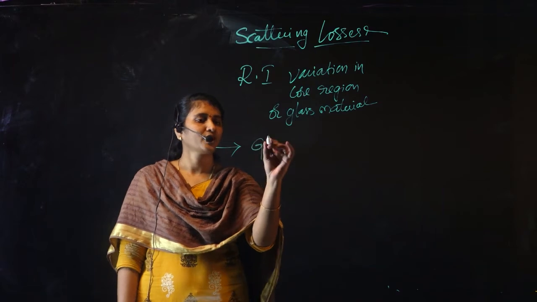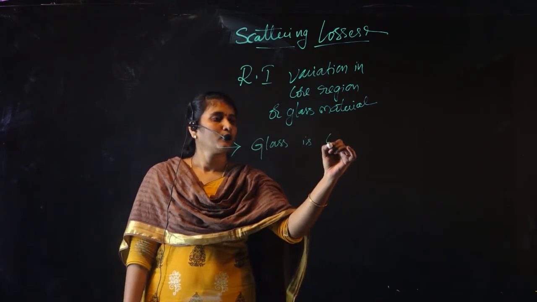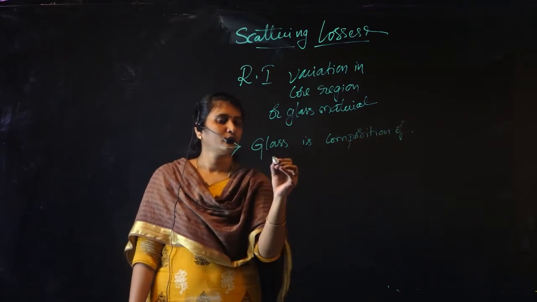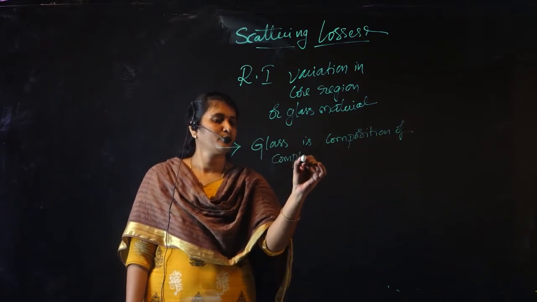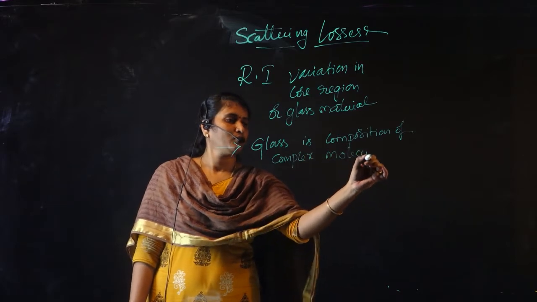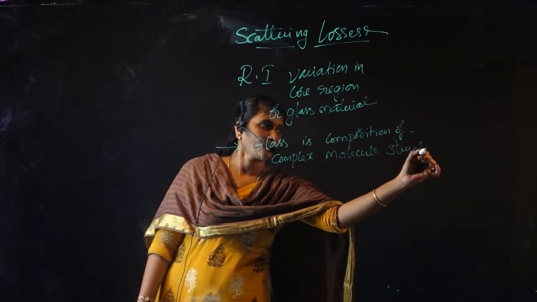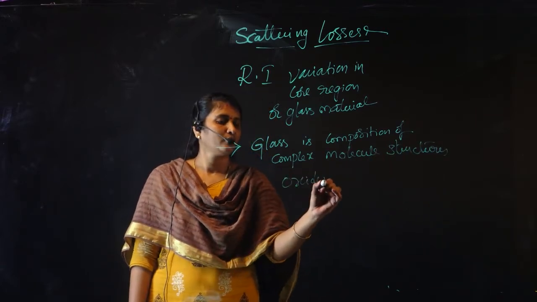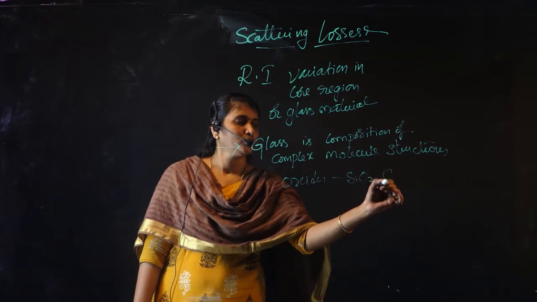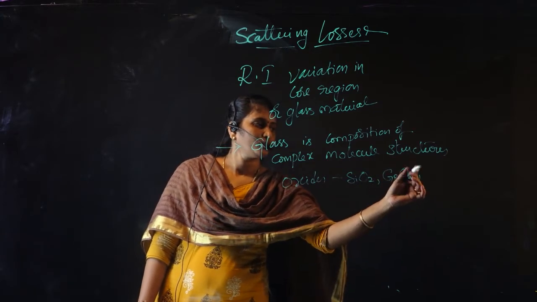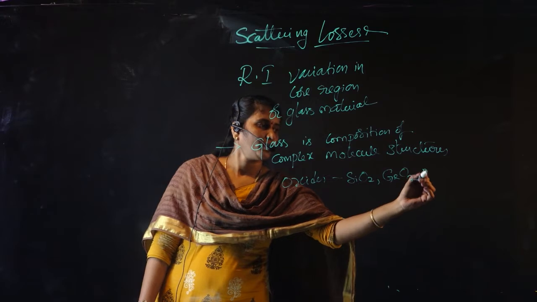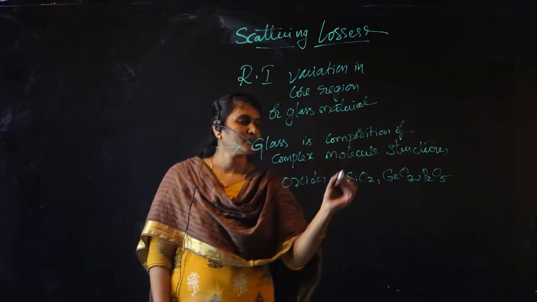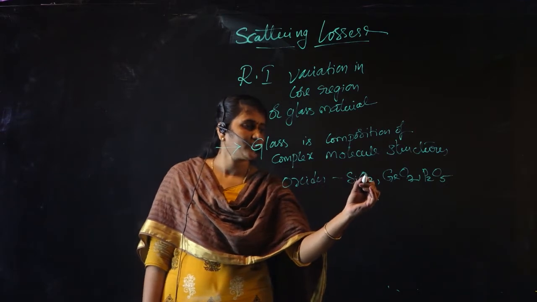The glass is a composition of complex molecule structures, and it is also a combination of oxides, that is SiO2, as you know, GeO2, P2O5, etc. Different types of oxides we will be taking for preparation of this glass material, that you already know, what are these oxides we will be using.